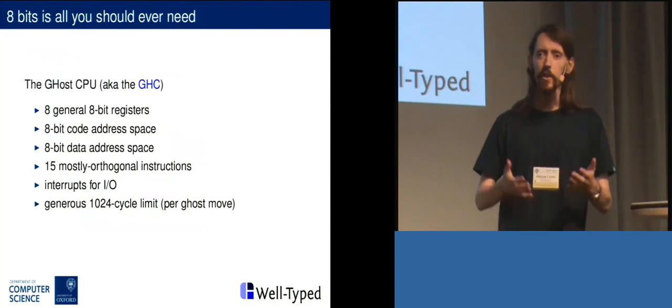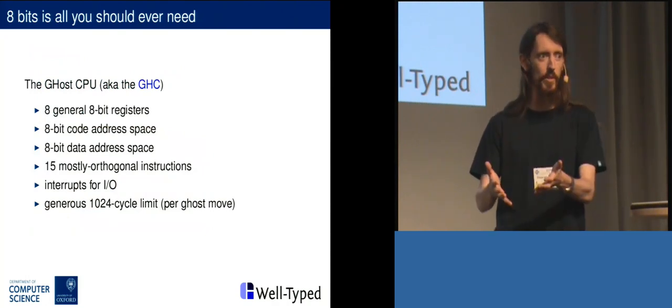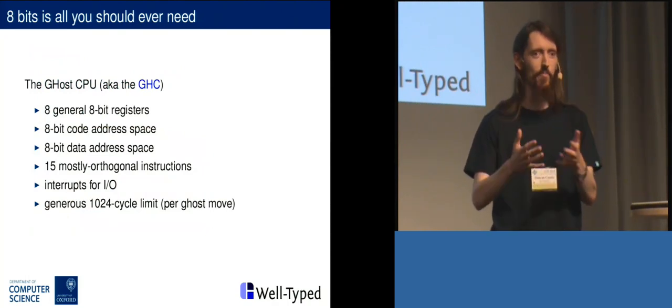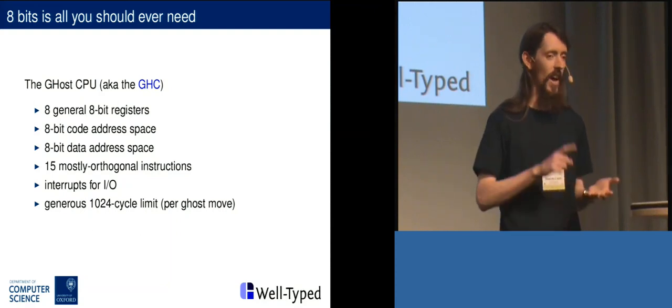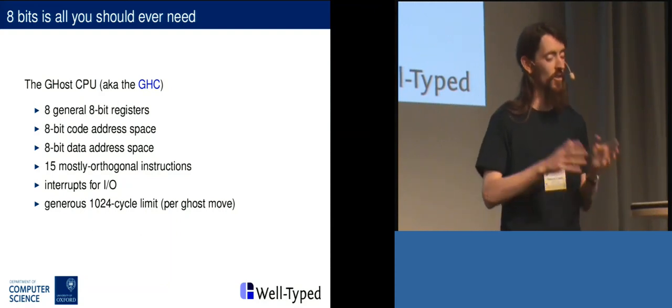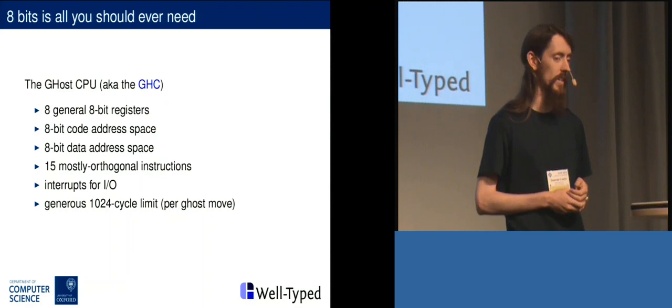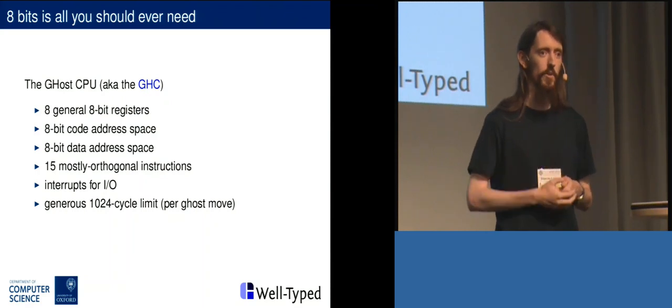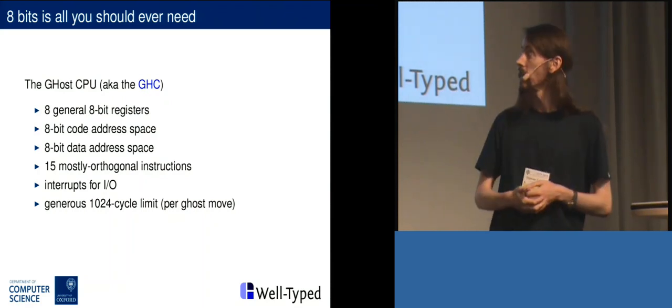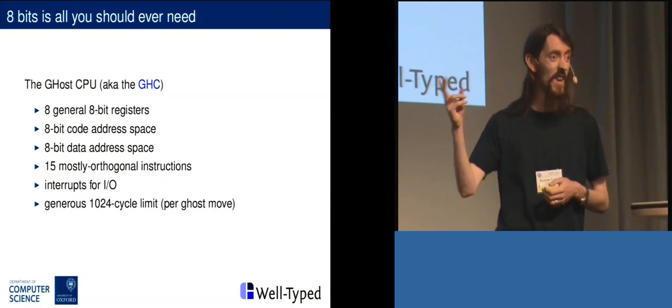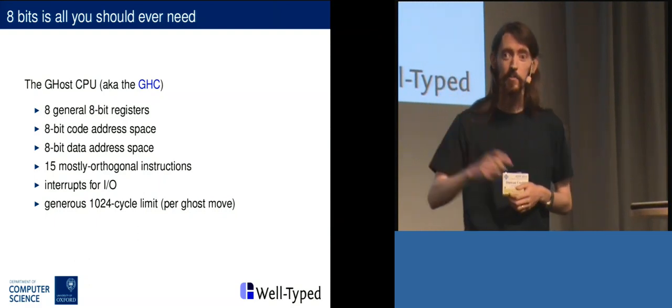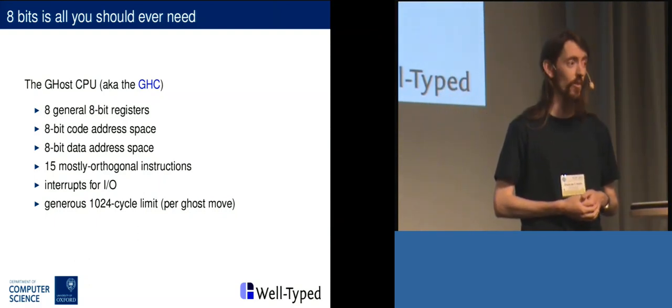Anyway, so you have the Ghost CPU. The Ghost CPU is 8-bit everything. 8-bit registers, 8-bit address space, all those separate code and data address spaces. It uses interrupts for I/O, although not everything is 8-bit. There's actually a 10-bit maximum count for the number of instructions you're allowed to execute, which we thought was pretty generous.